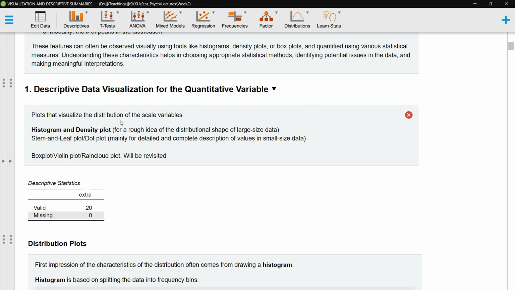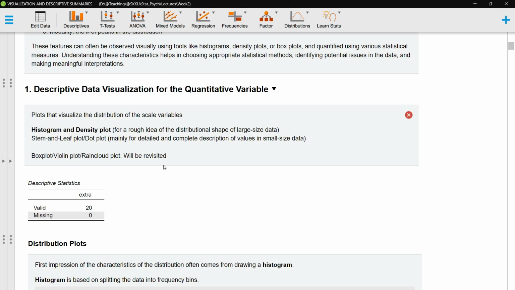And we will look at other types of visualization, like the stem and leaf plot or dot plot, mainly for small size data. Those two plots give us a detailed and complete description of all the values in the distribution. And there are other types of plots still, like the box plot, the violin plot, or the rain cloud plot. We will look at those plots too, but not all today. So let's go to the next step.